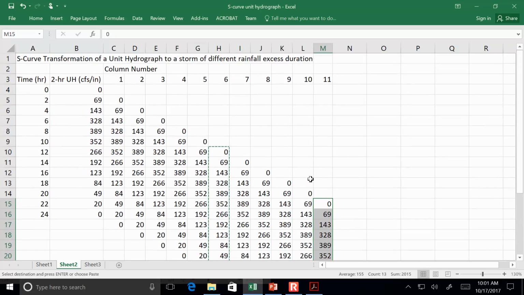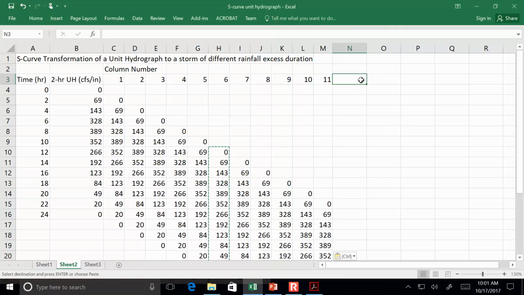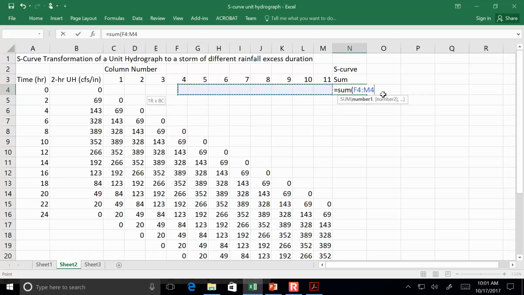And then the S-curve, you can see from the figure on this slide, the S-curve is the sum of all of those overlapping hydrographs. So this next column is going to be the sum. And so this is the S-curve. So it'll be the sum of all of the columns to the left, excluding time. The actual runoff hydrograph and all of the lagged ones as well.